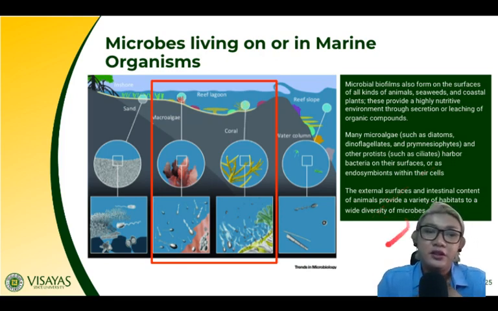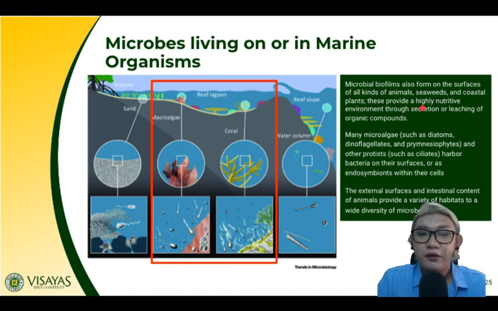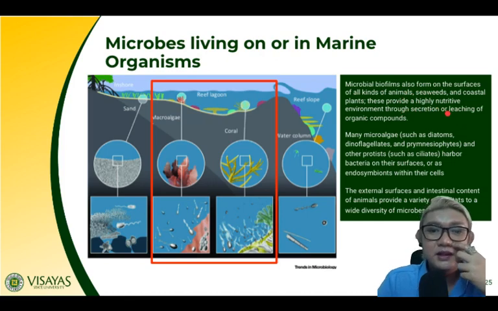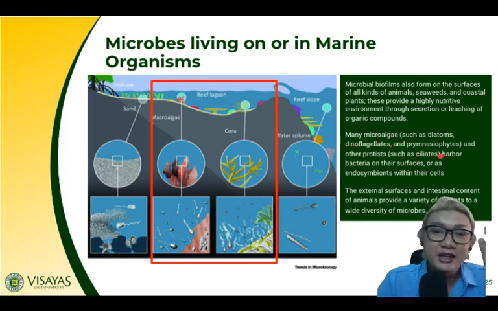Okay, so you have here a seagrass, a seaweed, I'm sorry, and a coral, no? So with microbial symbionts. So microbial biofilms can also form on the surfaces of all kinds of animals, seaweeds, and coastal plants. They provide a highly nutritive environment through secretion or leaching of organic compounds. Now, many microalgae, such as diatoms, dinoflagellates, and prymnesiophytes, and protists such as ciliates, also harbor bacteria on their surfaces or as endosymbionts within their cells.